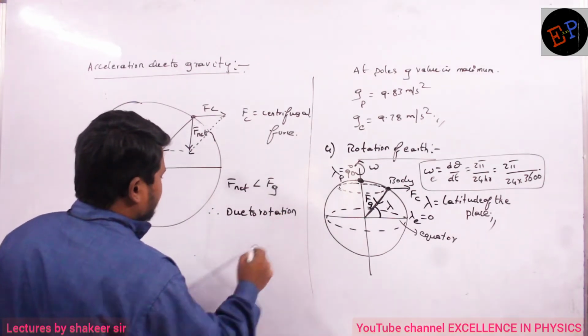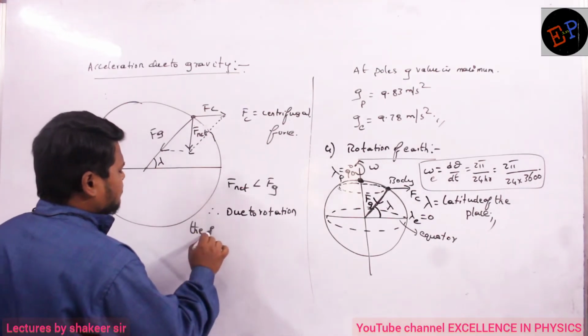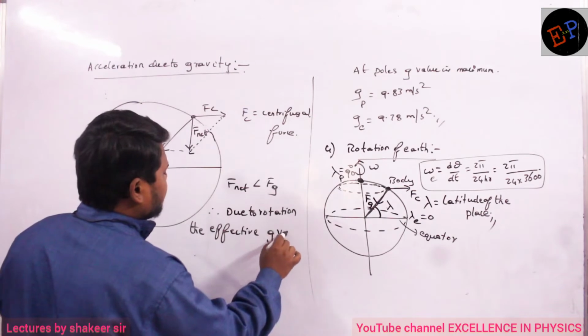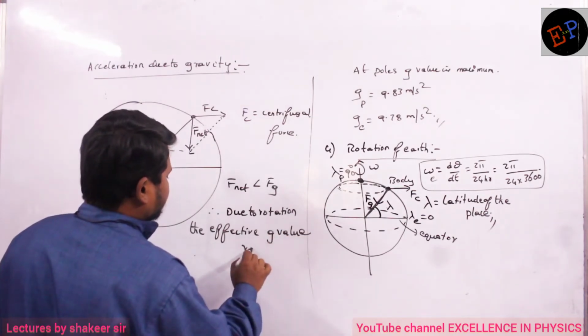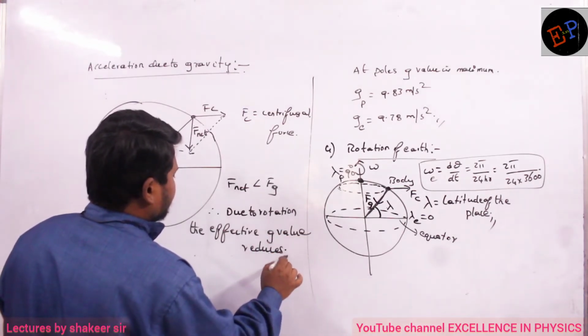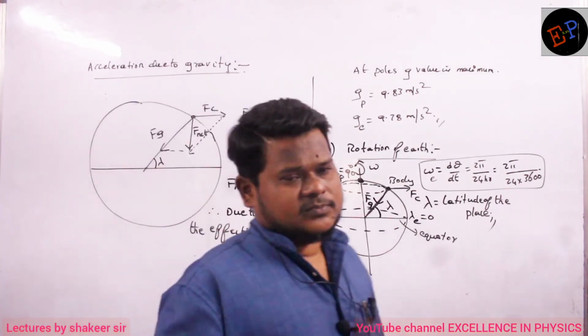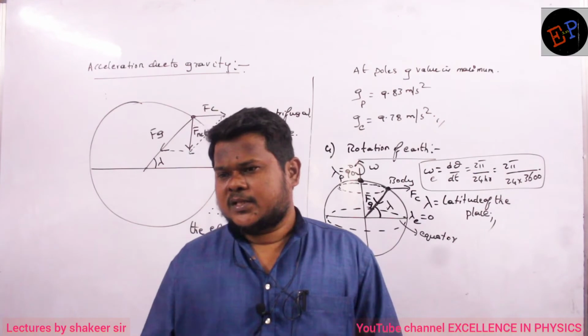Therefore, due to rotation, the effective g value reduces. Effective g value, what happens? It reduces. Okay, you understand what happens there.